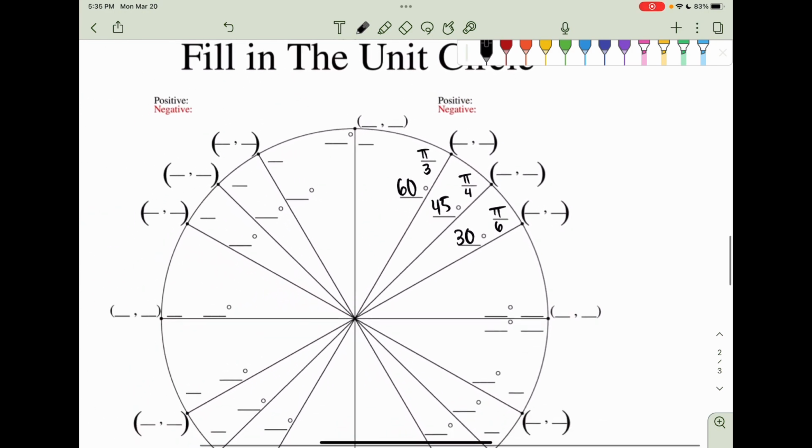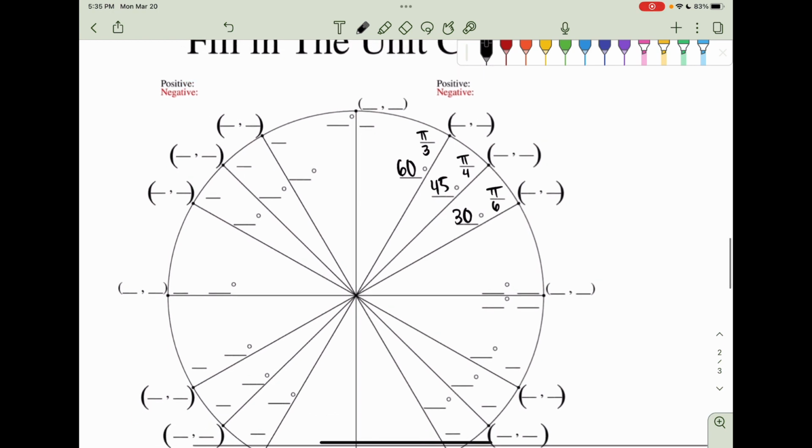Now let's connect that pi over 6, pi over 4, and pi over 3 to some context. So we also know at 0 degrees and 0 radians, we have our initial side. When the initial side and the terminal side are at the same place, the positive x-axis, we have a radian and degree measure of 0. And this point here on the unit circle has an x value. It is 1 unit away. It is the length of the radius away from the center of the circle. And it has a y value of 0. It has gone up none.